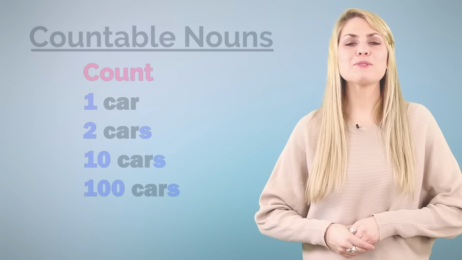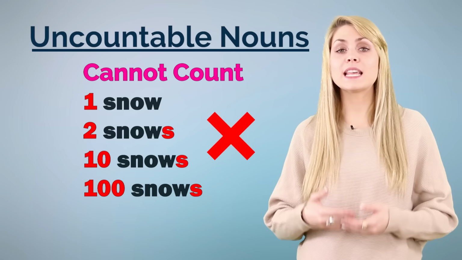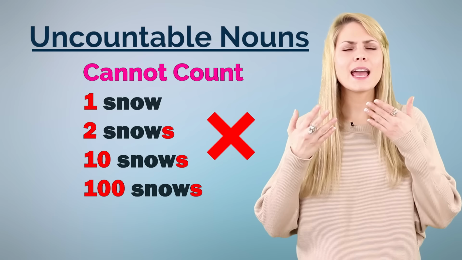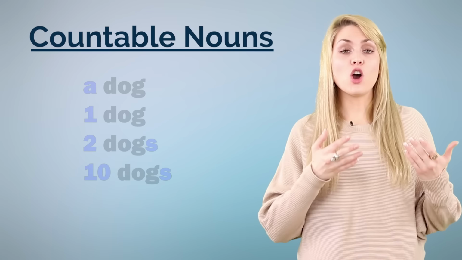Countable nouns are nouns that you can count. Uncountable nouns are nouns that you cannot count. They're usually a type or a group, and they're always singular. Let's look at a few examples. Countable nouns, you can say a dog. You can say one dog, two dogs, three dogs, and so on.